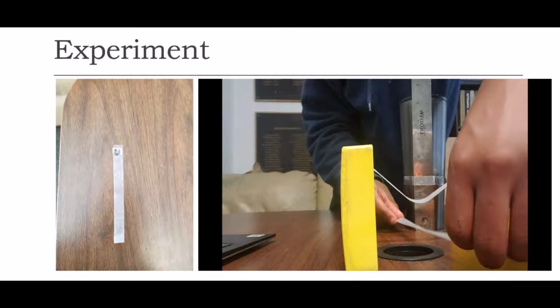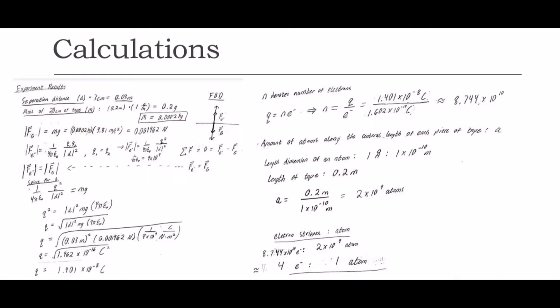And now within the immediate experiment, we were trying to determine the separation distance, but ultimately we were trying to determine the excess amount of charges associated with each piece of tape. So with the separation distance, I measured 3 centimeters, which is 0.03 meters, and with that I determined the force of gravity, which was 0.00196 newtons, which at that critical separation distance is equivalent to the force of the electric field by the bottom layer of tape.